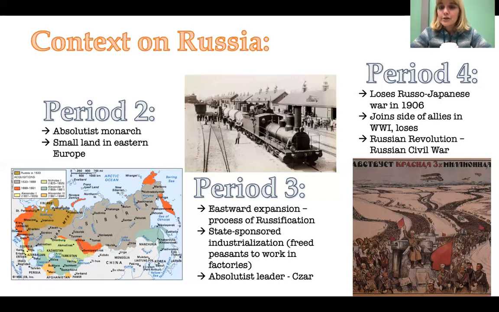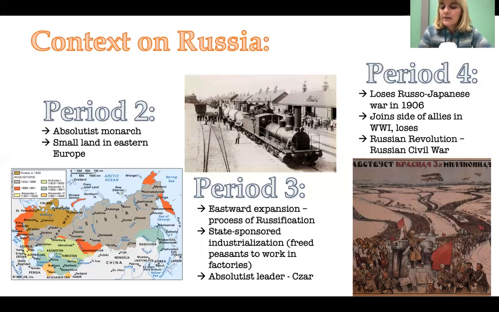And that's going to bring us to period 4. So right off the start, Russia's going to lose an important war against the Japanese in 1906. So that's really embarrassing. You're going to lose a war to people you've considered inferior. On top of that, a few years later, they're going to join World War I on the side of the Allies. However, they lose the war because they quit the war early. All right, they sign a separate peace with Germany. All right, and that's not good for them.